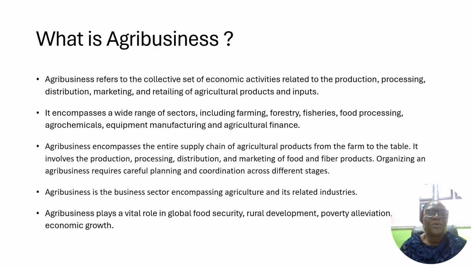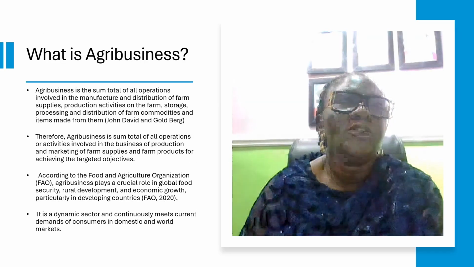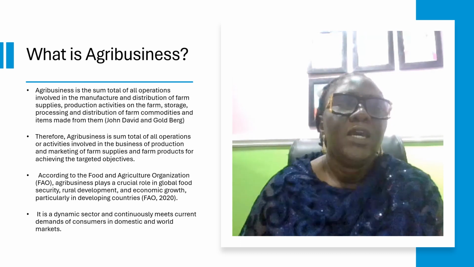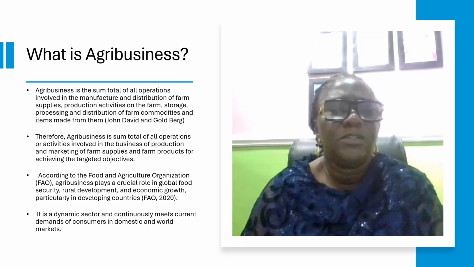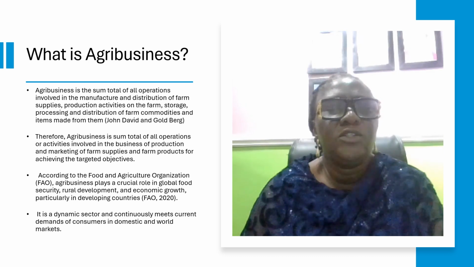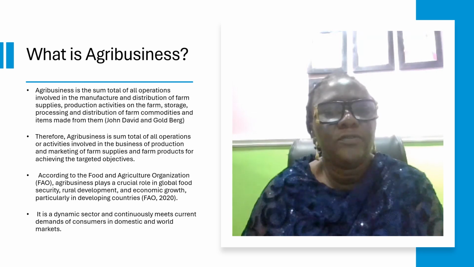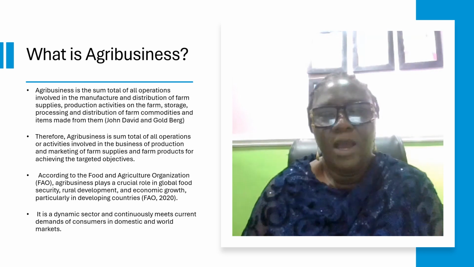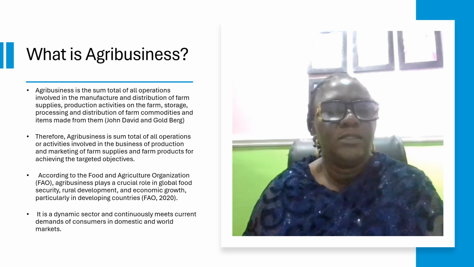Organizing an agribusiness requires careful planning and coordination across the different stages. Agribusiness plays a vital role in global food security, rural development, poverty alleviation, and economic growth. It is the sum total of all the operations in the manufacture and distribution of farm supplies. Production activities on the farm, storage, processing, and distribution of farm commodities are all sub-aspects within agribusiness.